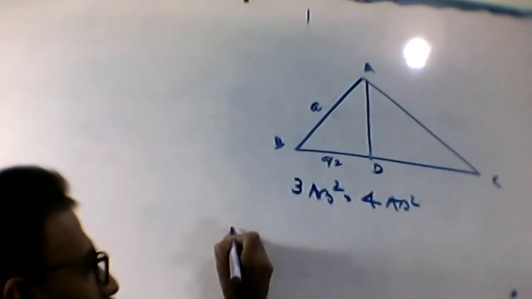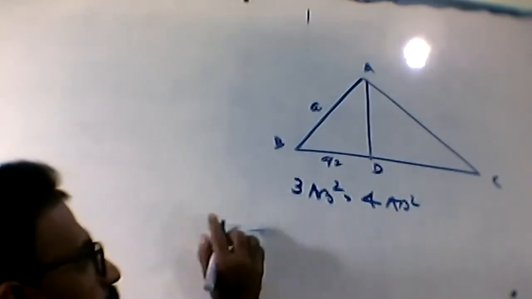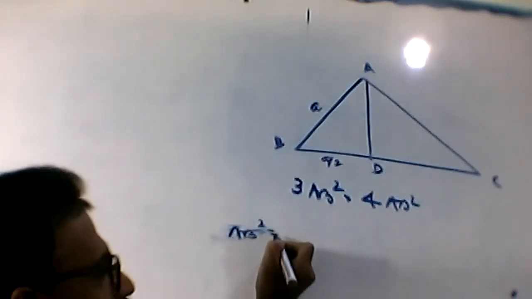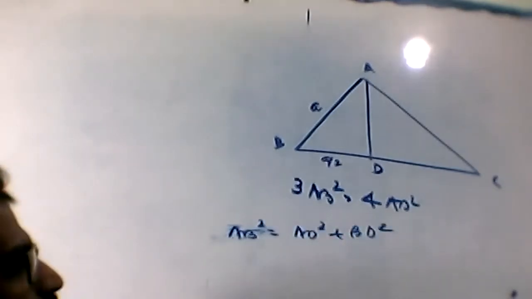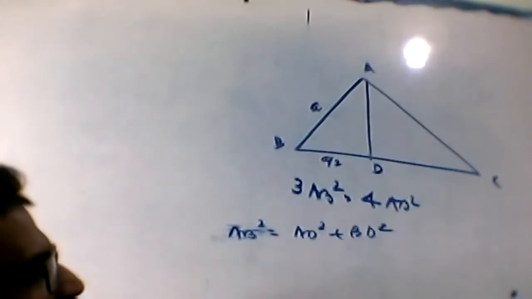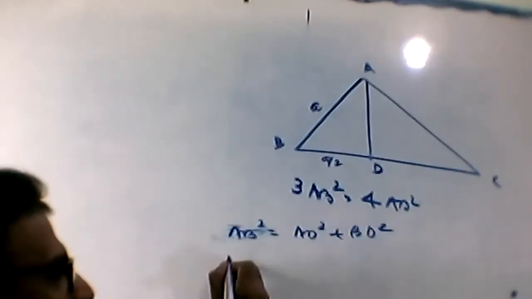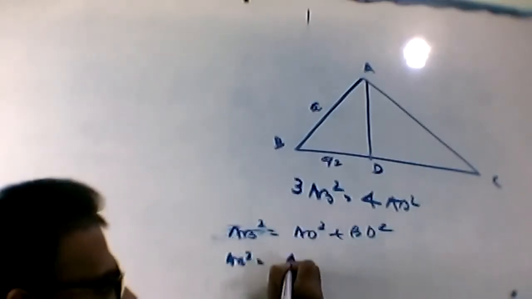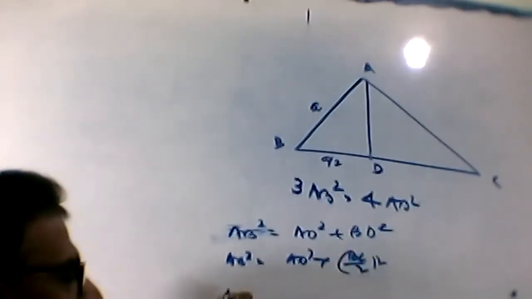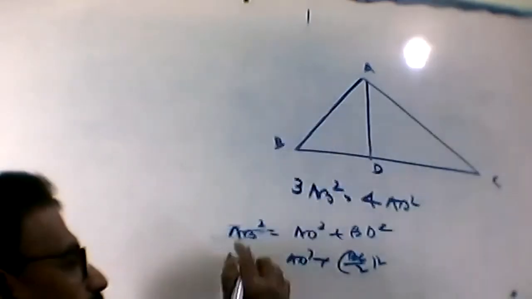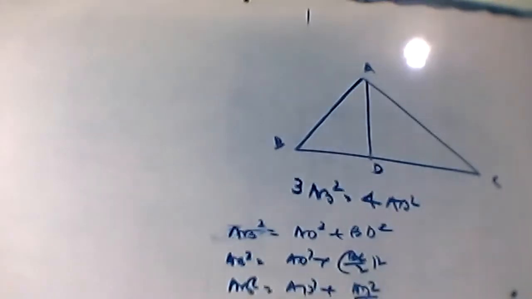So you know that AB square equals AD square plus BD square. If you want, we can write all sides as AB only. AB square equals AD square plus BD, which is BC by 2 whole square. So no need for A and all. AB square equals AD square plus AB square by 4. Right?